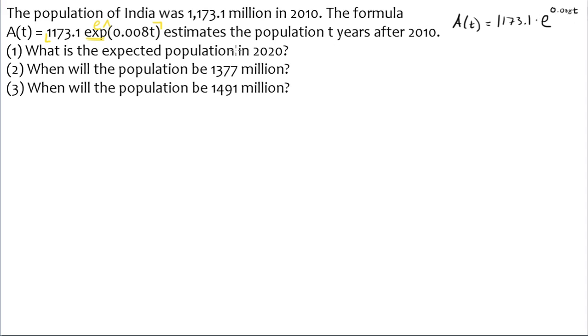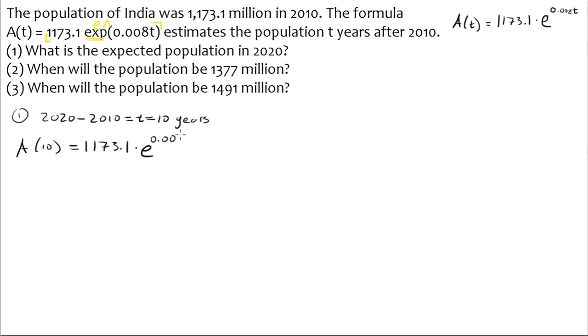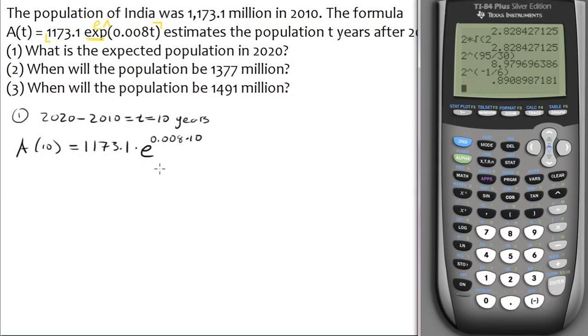Okay, so we're going to figure out what is the expected population in 2020. 2020, not 2000, 2020 minus 2010 is t equal to 10 years. So we are going to find A of 10, which is 1173.1 times e to the 0.008 times 10. And since I don't have a table for e in my brain, I'm going to go ahead and pull up my calculator.